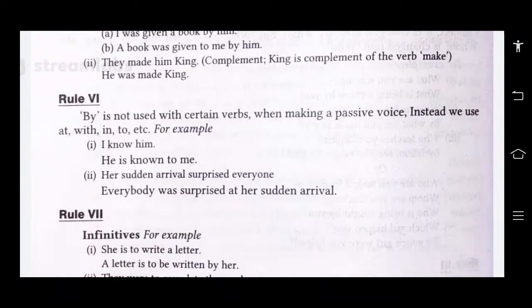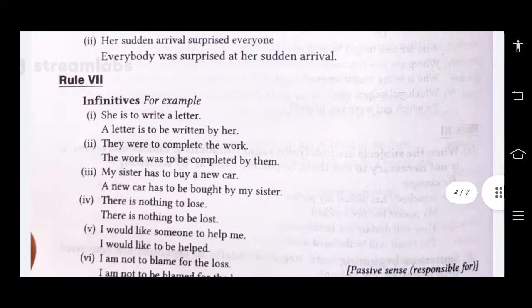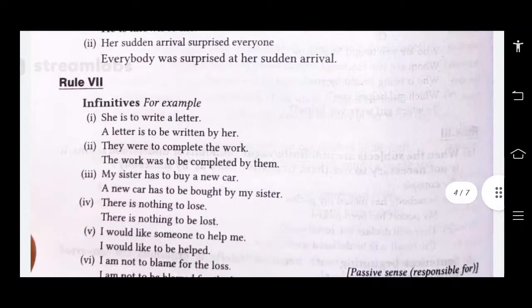Next, rule number 6. Certain verbs do not follow the preposition by, and for that we have seen some examples. And rule number 7, infinitives. When it comes to infinitives, like have to write, has to write, used to write, want to write, need to write, dare to see, these are all considered infinitives. When 2 infinitives come, in what way we have to make the passive sentences.